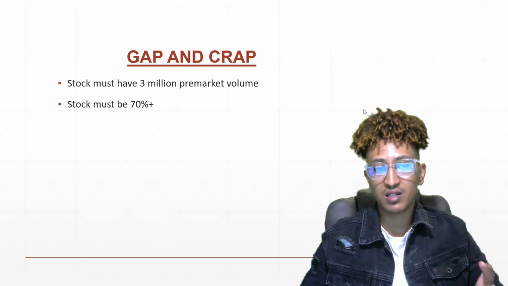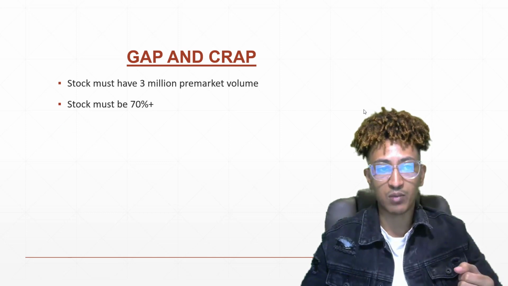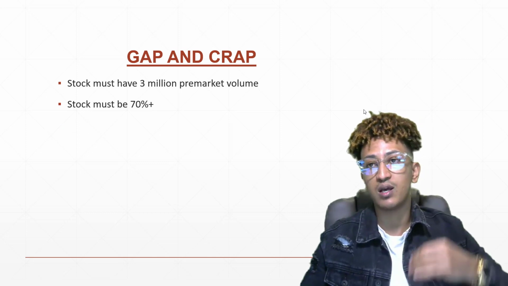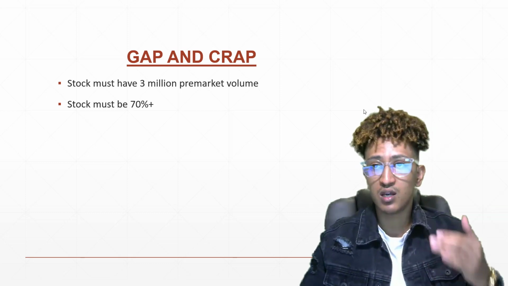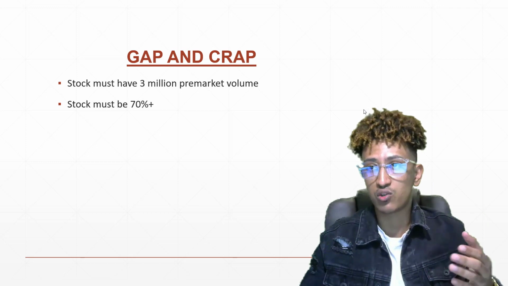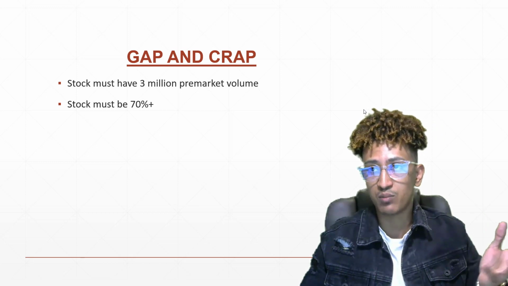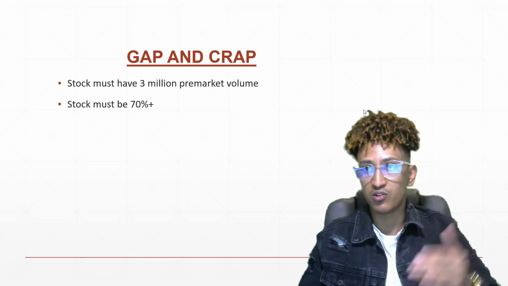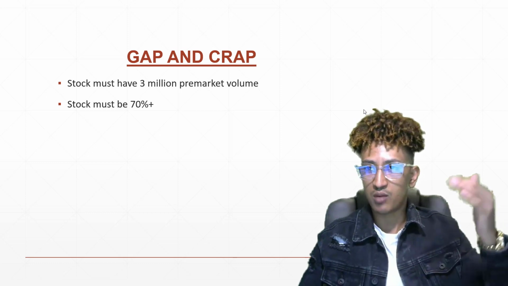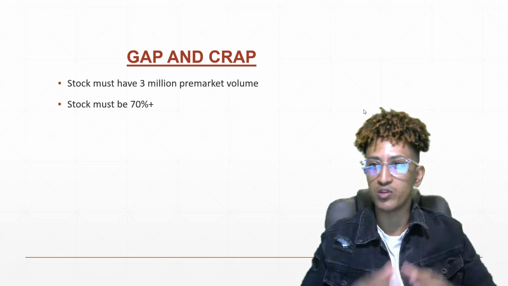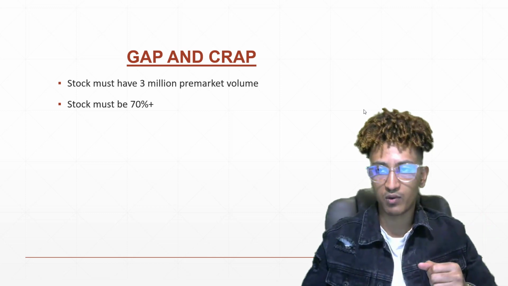The second requirement for this gap and crop strategy is the stock needs to be up 70% plus, ideally 100% to 100%. The reason for that is you don't want to short a stock that's up only 10%, because then there's no profit, right? There's no profit margin. But if it's up 100% to 100%, there's a lot of meat on the bone. You need that. That's when you short, right?